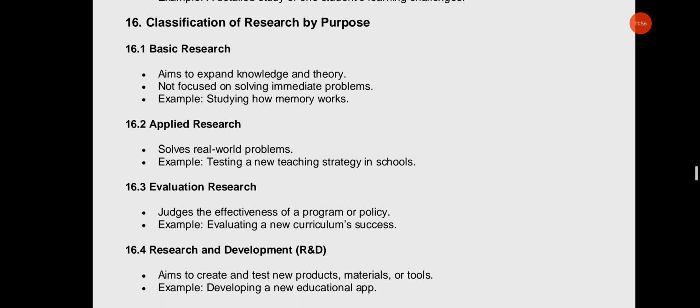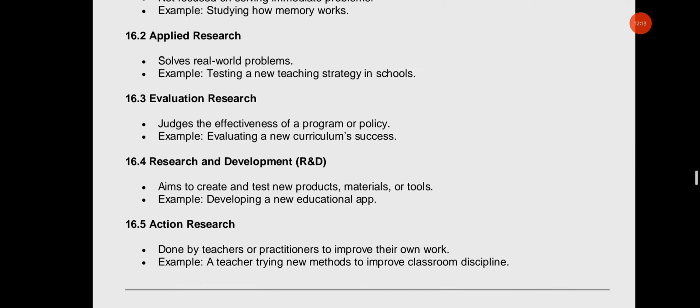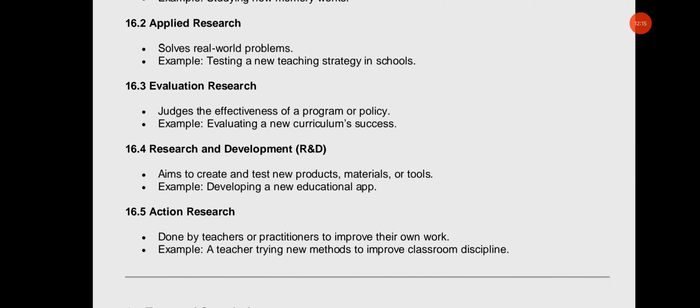Classification of research by purpose. Number 1, basic research aims to expand knowledge and theory, and is not focused on solving immediate problems. Example, studying how memory works. Applied research solves real world problems. For example, testing new teaching strategies in schools.